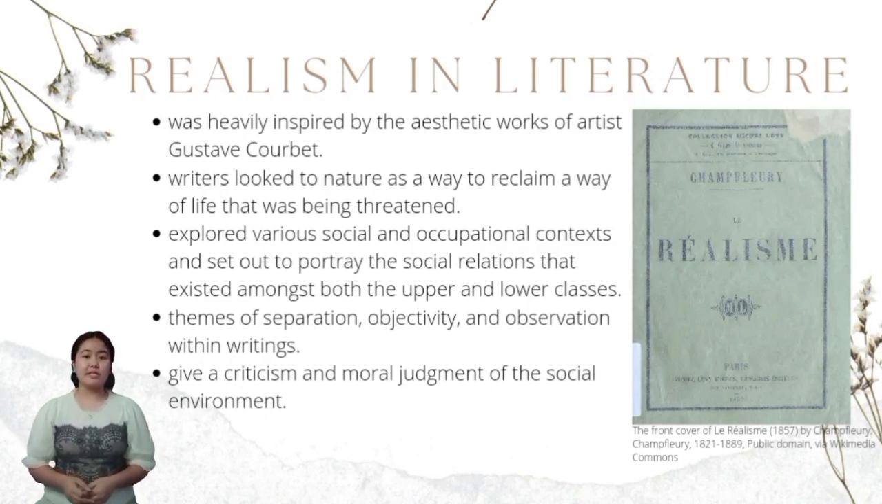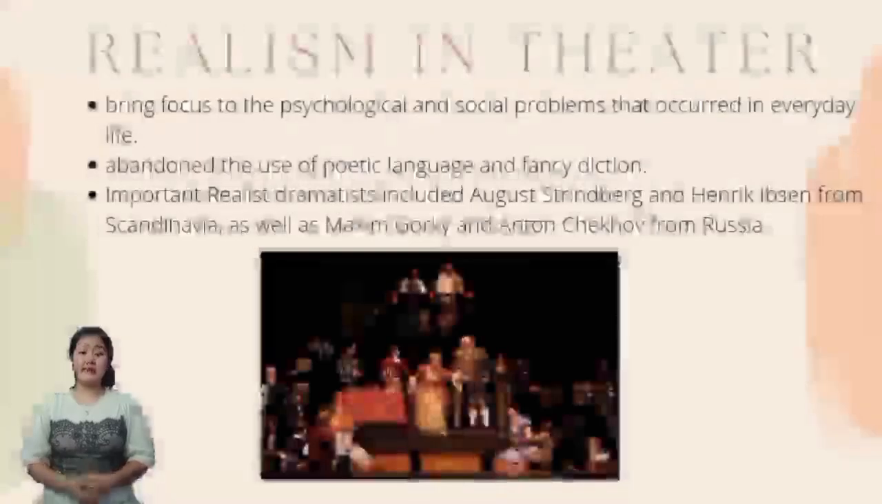Realism that entered literature emphasized the themes of separation, objectivity, and observation within writings. In addition, literature was also used to give a clear but restrained criticism and moral judgment of the social environment that existed. Next is theater.